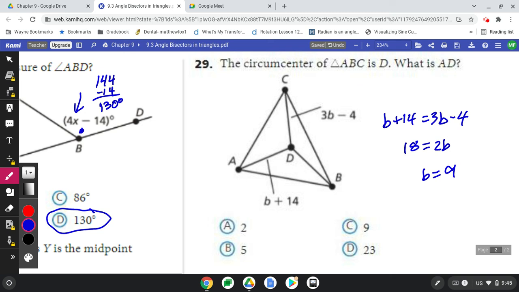Now that's not our answer. What is AD? We're going to plug it in right here. 9 plus 14 is 23.